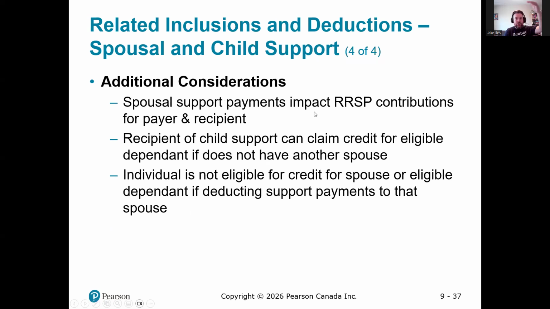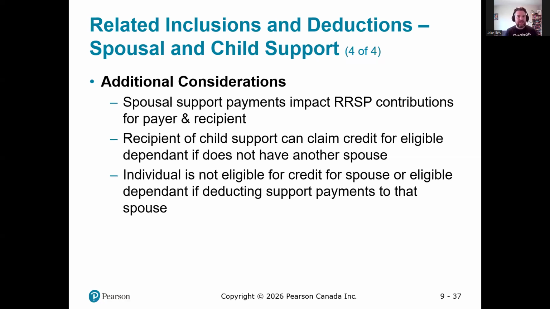By reducing our income, that's going to affect our RSP contributions. We will discuss more of that in the next chapter. The recipient of child support can claim credit for eligible dependent. Individual is not eligible for credit for spouse or eligible dependent if deducting support payments. So the claim is, well, I'm paying child support, I'm paying for the child, I should get the tax credits. It's not based on the dollars, it's based on who does the child live with.